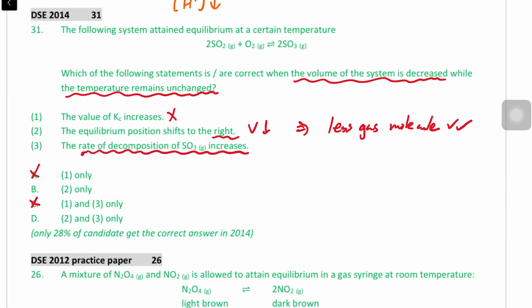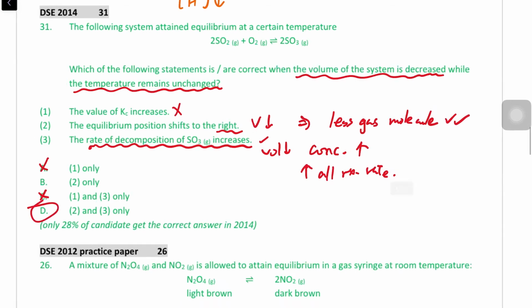How about the rate of decomposition? Now, this is actually not related to the equilibrium chapter, it is related to the reaction rate chapter. With less volume, that means the concentration for all species increases. So in the chapter about the reaction rate, higher concentration will increase all reaction rates, both forward and backward reaction will increase. So 3 is correct, so the answer is D.